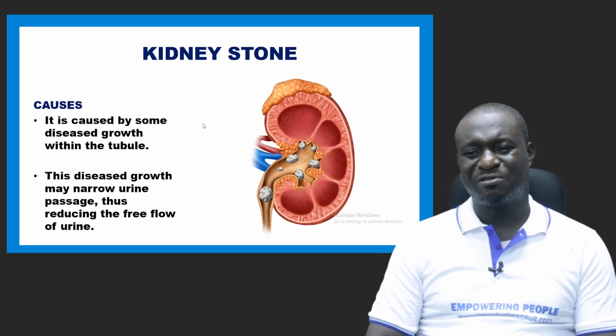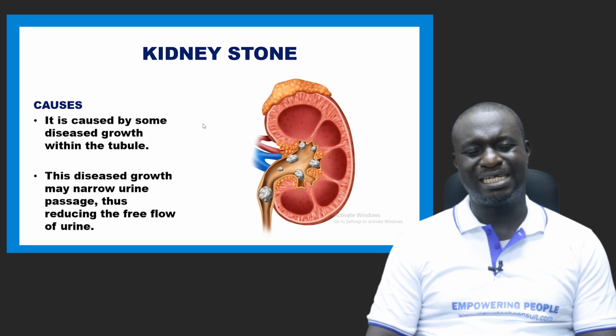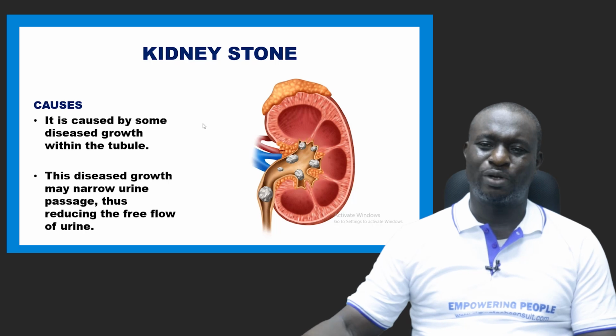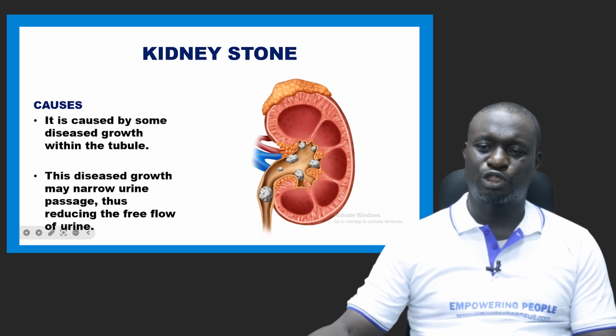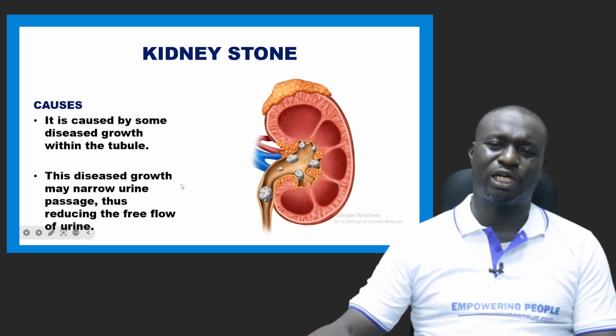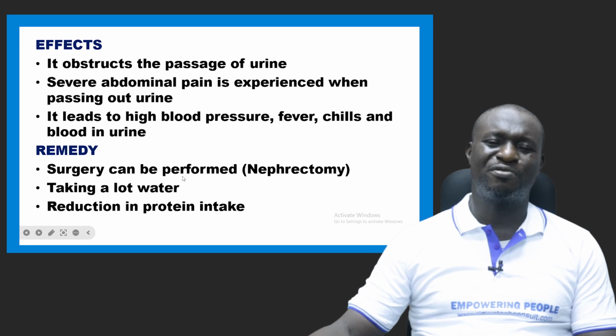Now, the pelvis is leading into the ureter. You can also see that we have the stone here, okay? So once urine is formed here and the urine passes through, it will be obstructed, or it can reduce the flow of urine. And this poses a very big challenge. Let's take a look at some of the effects.